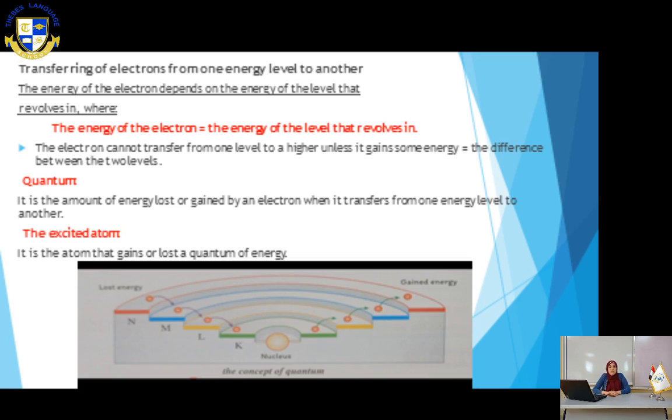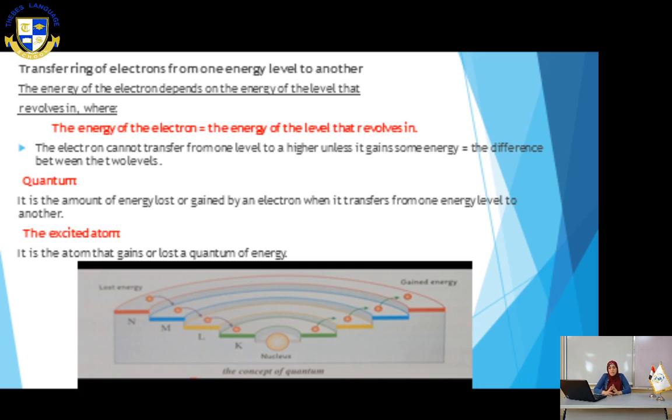Slide 10. We'll talk about transferring of electrons from one energy level to another. The energy of an electron depends on the energy of the level that it revolves in, where the energy of the electron equals the energy of the level that it revolves in. The electron cannot transfer from one level to a higher one unless it gains some energy equal to the difference between the two energy levels. This amount of energy is called a quantum.